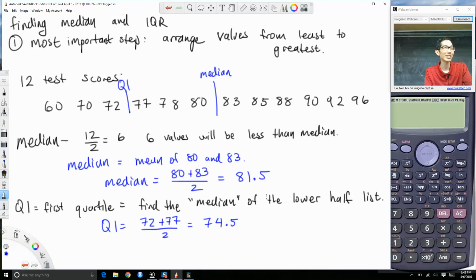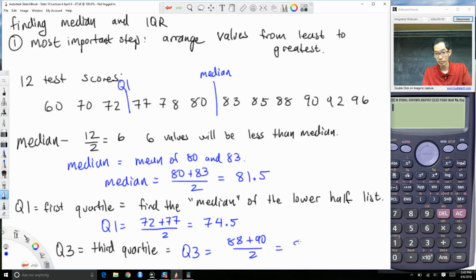We're good? Okay. All right, and then if that's what we do for Q1, for Q3 we do the same thing but just on the upper half. And what's our Q3? So Q3 will be 88 plus 90 over 2, 89, right? So this is Q3.